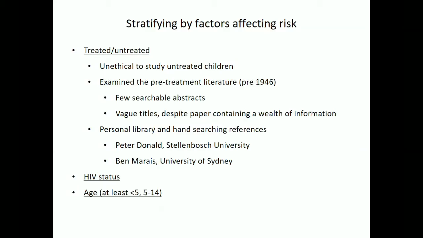So then the next thing we were interested in looking at was trying to stratify by HIV status. Again, we hypothesized that children who were HIV co-infected would probably have a higher risk of death. So we were hoping that we might be able to find studies that stratified in that way. And we were also very interested in looking at stratifying by age. So again, we're hoping to find studies where they actually broke down the numbers into those age groups.